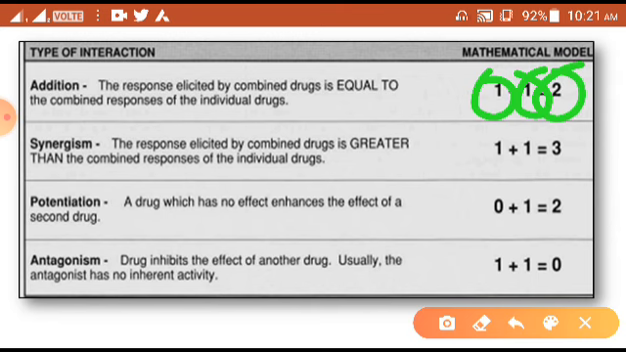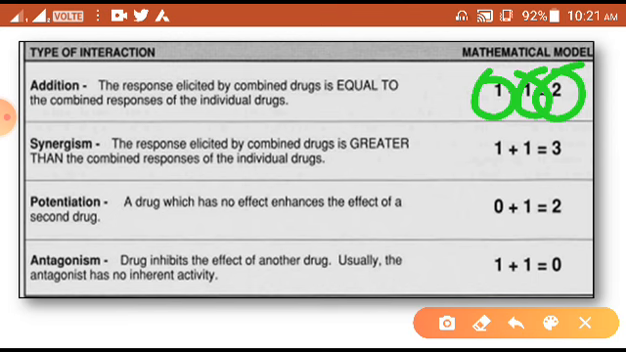It means you get the added effect of the effect of one drug and the effect of the other drug, right? You won't get less or more. That is what we call addition. So 1 plus 1 is equal to 2 here, equal to the combined response of the individual drugs, okay?